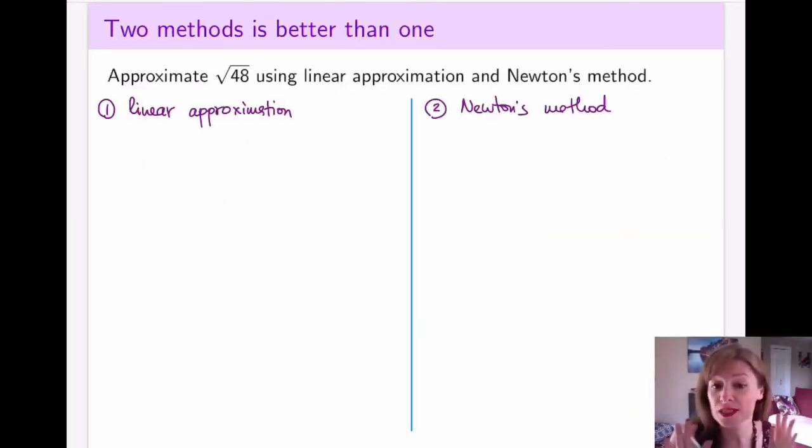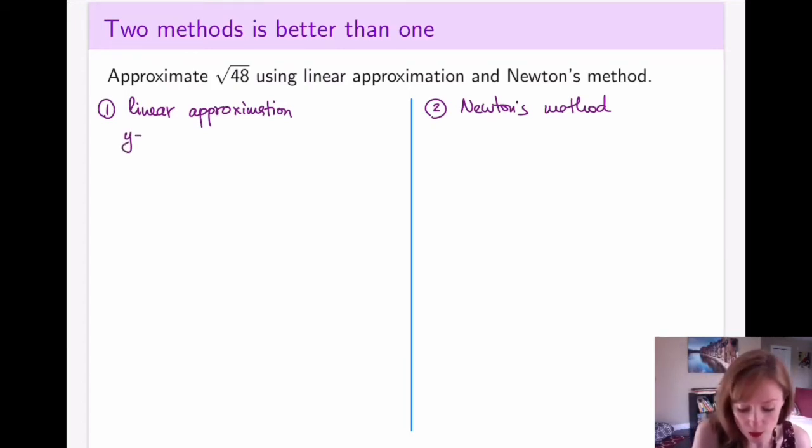We're going to do a side-by-side comparison of the two approximation methods that we've talked about so that we can really see their similarities and their differences. So first of all, we're going to approximate the square root of 48. It's a similar kind of function to the one we worked with before for the square root of 2, but for a different number. So for linear approximation, the very first step is that we're going to be approximating the function y equals root x near x equals 48. So at x equals 48.